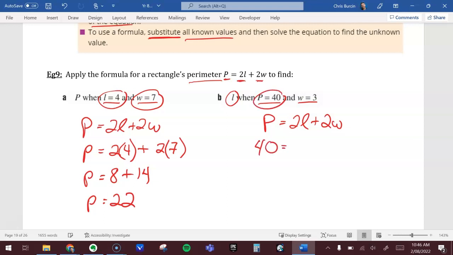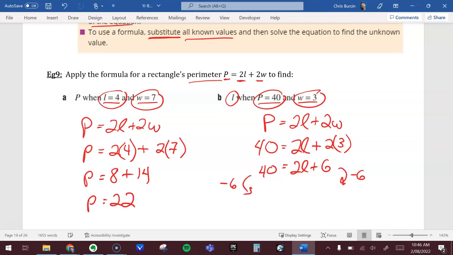What else do I know? I don't know what L is, so I'm going to leave that as 2L. But I'm going to add now 2 times W, and W is 3. So 40 is equal to 2L plus 6. Now we are in familiar territory, because all we have to do is balance out this equation by taking the same amount from each side, leaving us just with 2L. 40 minus 6 is 34.